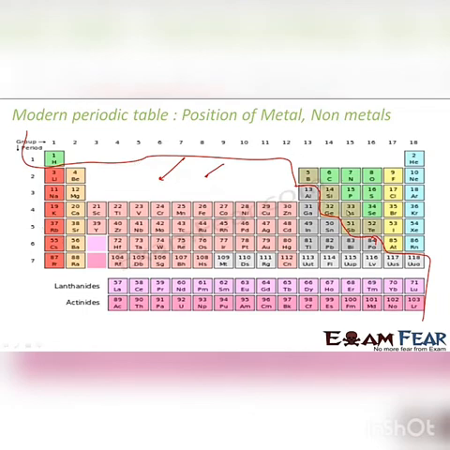Boron, silicon, germanium, arsenic, these are called metalloids, which have both metal and non-metal properties. But again, that's still debatable. Some people say they are metalloids, some people say they are metals, some people say they are non-metals. Again, we'll not debate here. What I'm trying to say is everything on the left hand side of this line which I dotted is a metal, and this side is non-metal. Non-metal plus metalloid. So we see there are a very small number of non-metals and a huge number of metals.